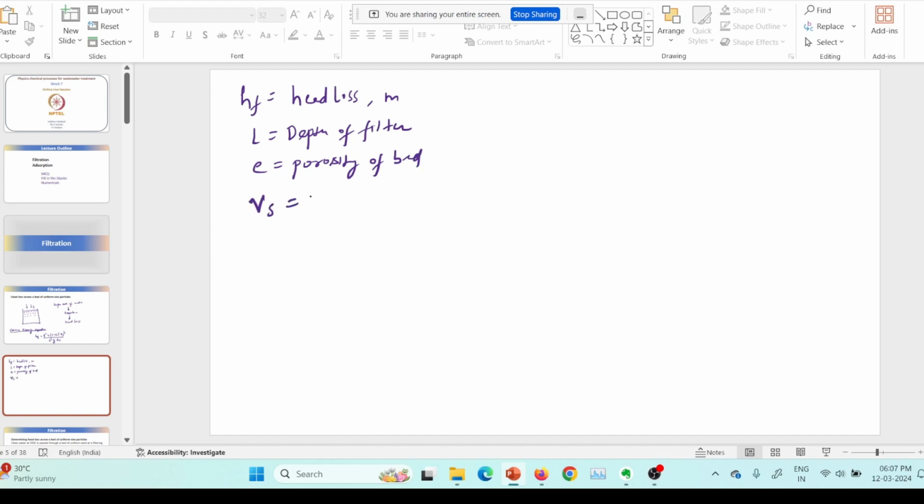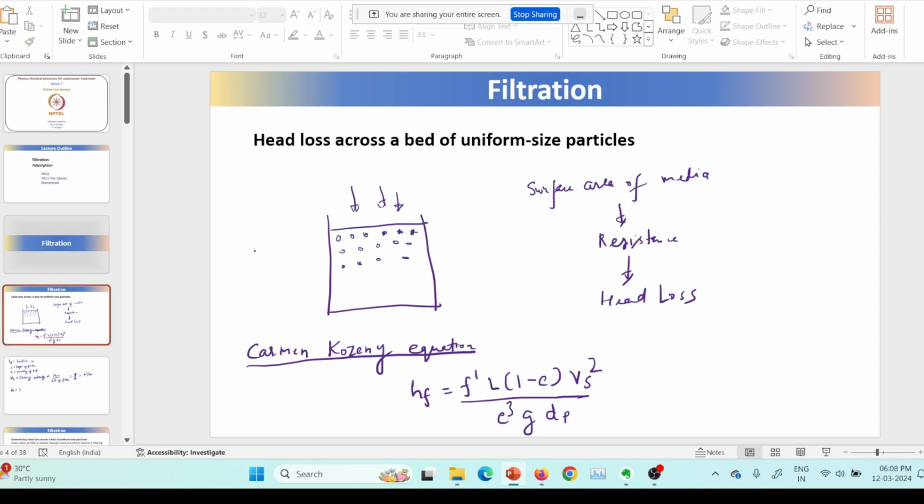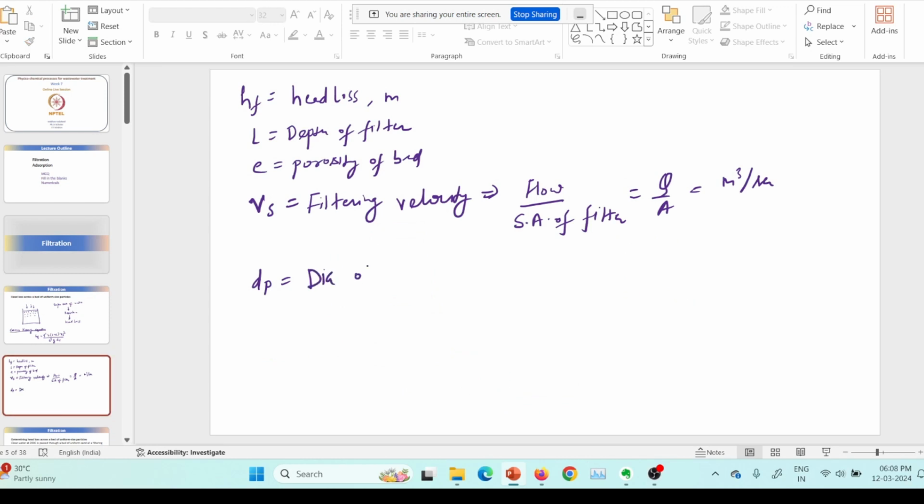Vs is the filtering velocity. Filtering velocity will be flow divided by surface area of the filter, that is Q by A. G is the acceleration due to gravity, and dP is the diameter of particles in the filter media, in meters. These are the uniform size particles.